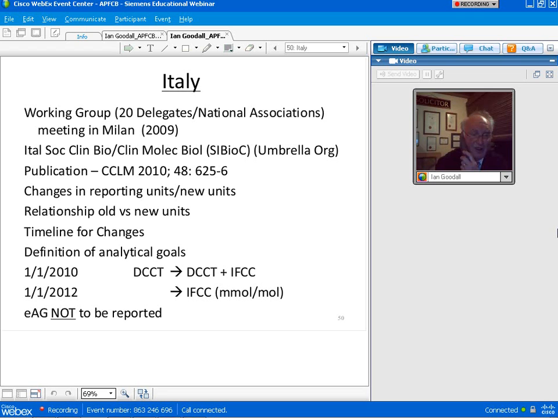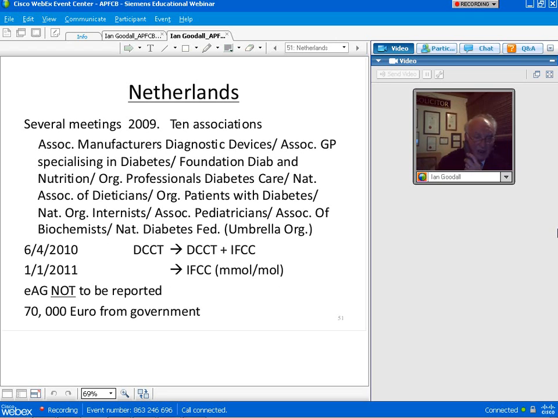The Netherlands have had several meetings. They had several meetings in 2010, and they had 10 associations. And these were these, so I won't go through them, but they included, obviously, internists, paediatricians, nutritionists, scientists, under the National Diabetes Federation umbrella. And they went on the 6th of April 2010 from DCCT to combined, and they've already gone to full IFCC units only on the 1st of the 1st, 2011 this year. And eAG was not to be reported. And amazingly enough, they actually got 70,000 euros from the Dutch government to do this study, to oversee the whole thing.